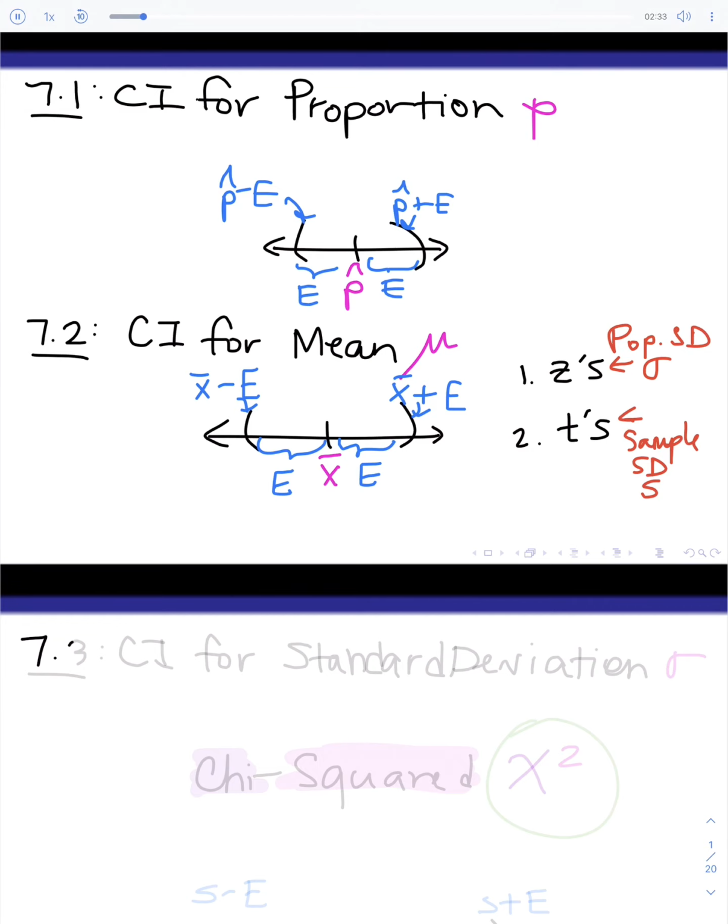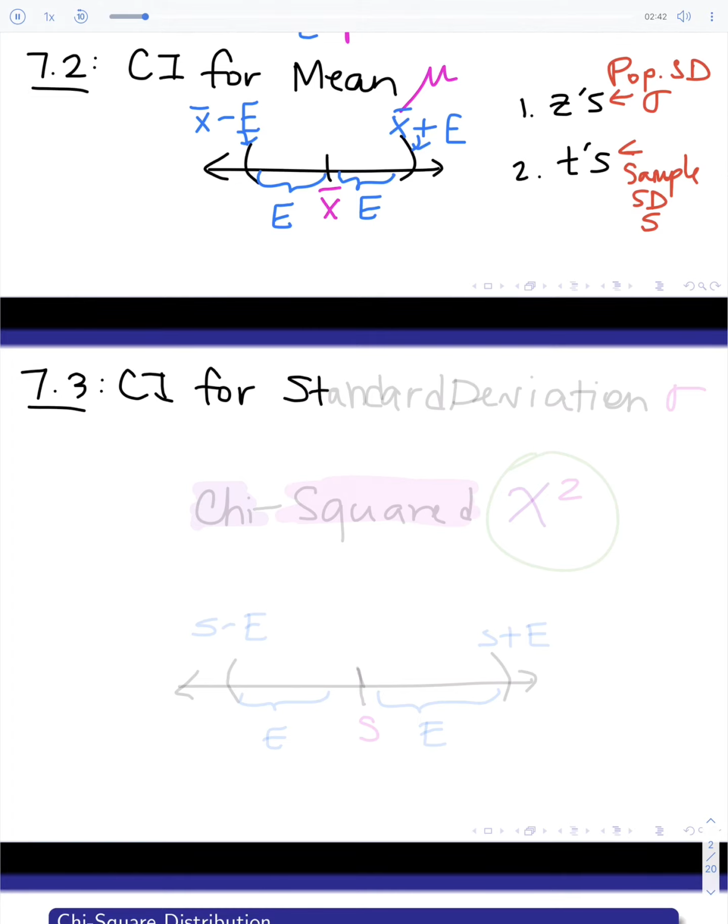Now in section 7.3, we're going to make confidence intervals once again, but this time we're going to make confidence intervals for a standard deviation. And again, it's a confidence interval for the population standard deviation, sigma, except that when we're doing anything for sigma, whether it's confidence intervals or what we'll do later in chapter 8, which is hypothesis testing, we're going to use something different. We can't use Z's, we can't use T's. We're going to use something that is called chi-squared.